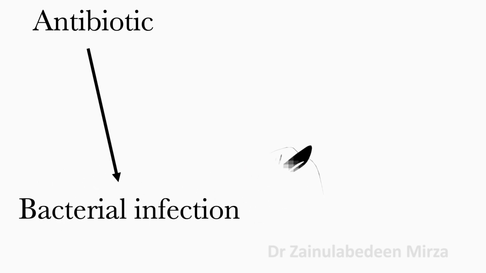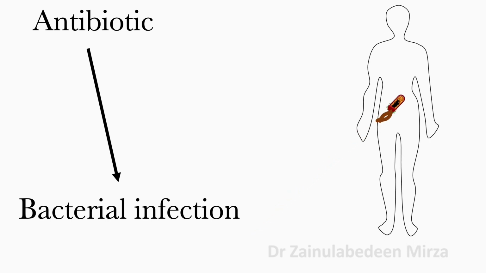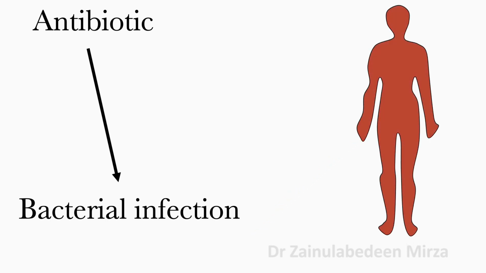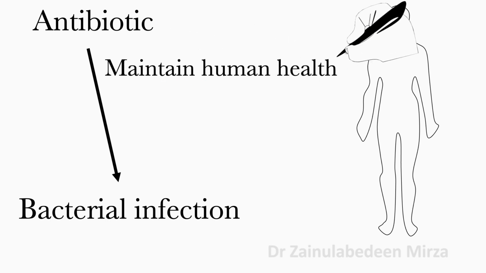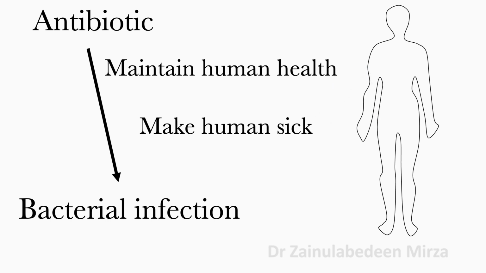Antibiotics are drugs that fight bacterial infections. Bacteria are very small germs that live inside the human body, on the skin, and all around us. Certain types of bacteria help maintain human health, while others can make humans sick, causing mild to severe bacterial infections. These infections require antibiotic treatment, which helps the sick person become healthy.